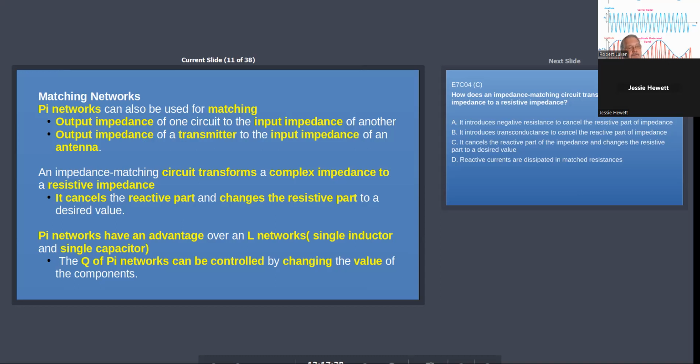So that's one of the advantages of using the pi as opposed to just a straight L network, because you can control the Q or the bandwidth of that matching filter.